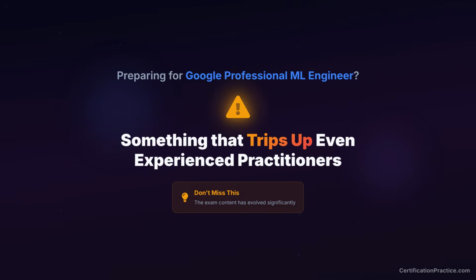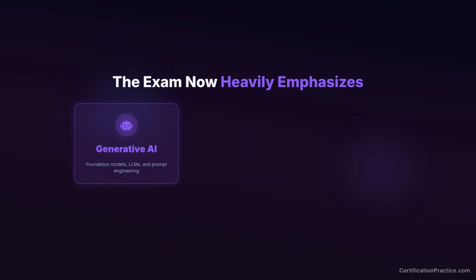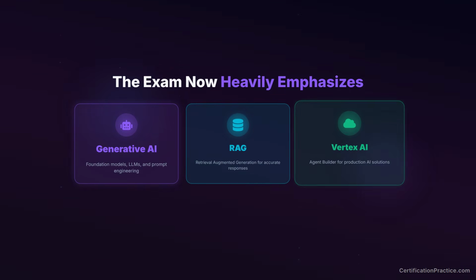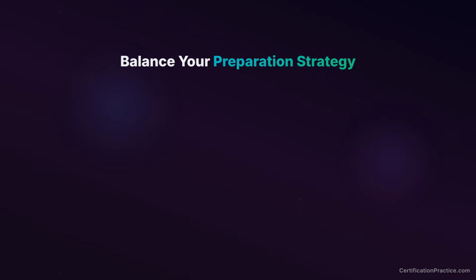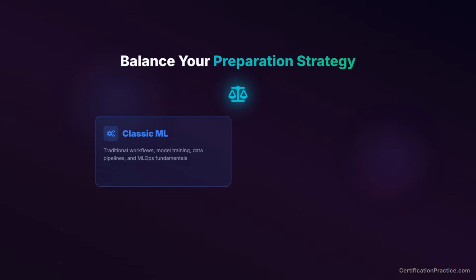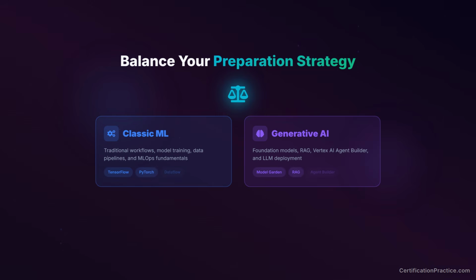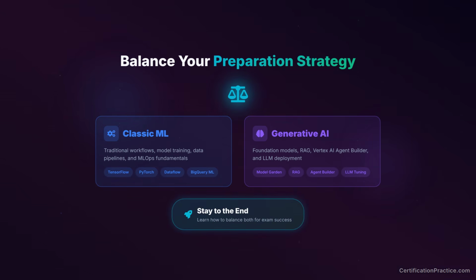So you're preparing for Google's Professional Machine Learning Engineer exam. Here's something that trips up even experienced practitioners. This exam now heavily emphasizes generative AI and retrieval-augmented generation through Vertex AI Agent Builder. If you're studying with older materials focused purely on traditional ML workflows, you're missing significant content. Stay with me to the end, and I'll show you how to balance preparation across both classic ML engineering and these newer generative AI components.